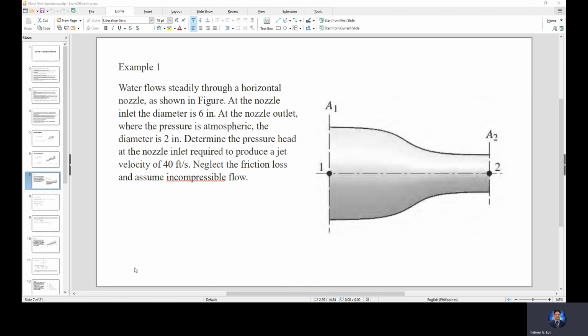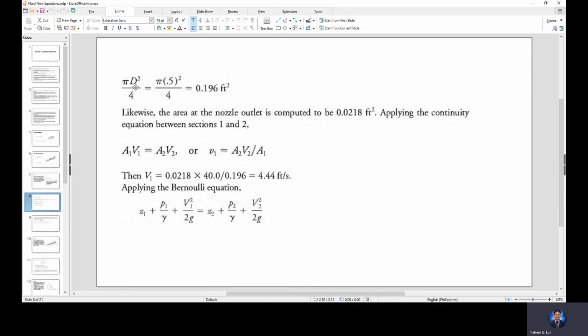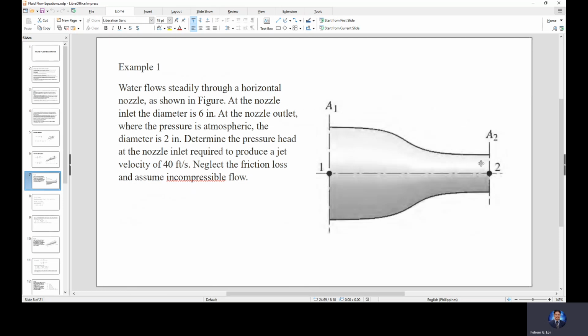We will solve first the area at point 1. So the area at point 1 is equal to pi d squared over 4. It's 0.5 feet because it's 6 inches. So 6 inches is equal to 0.5 feet. So the area is equal to 0.196 square foot.